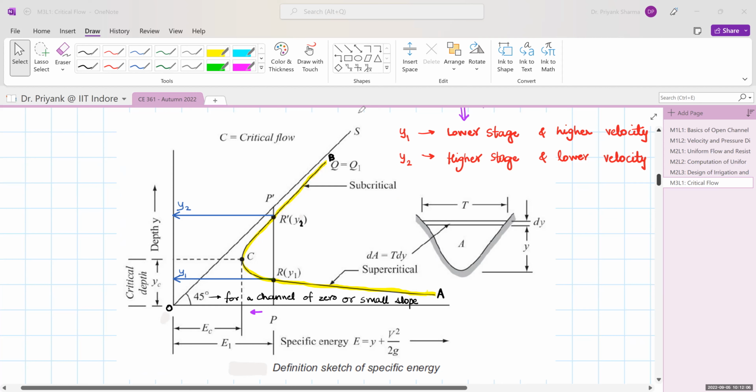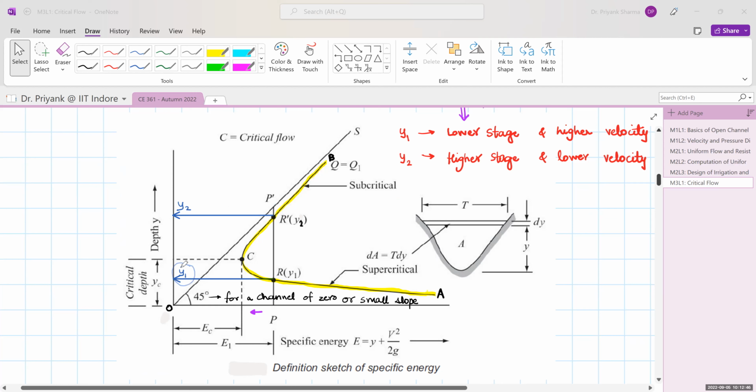Now let us understand the role of specific energy. So we take any arbitrary specific energy E1. We mark that specific energy ordinate as a vertical ordinate here. Now it cuts the specific energy curve at 2 points. One point is R dash, the second point is R. So the specific energy at R dash and R are the same. Now this cuts the axis at y2 and here at y1.